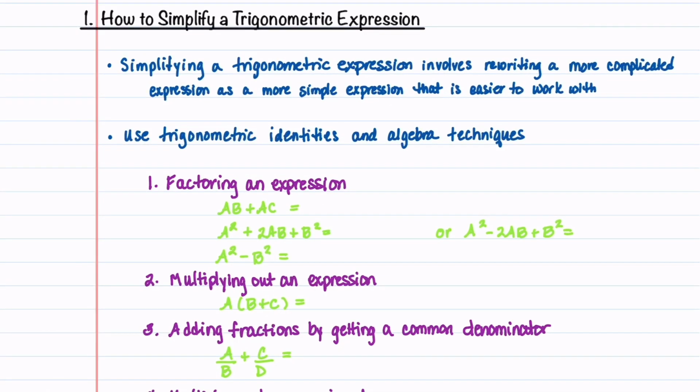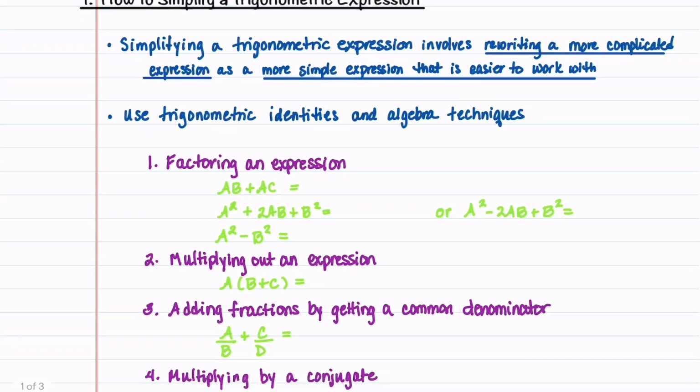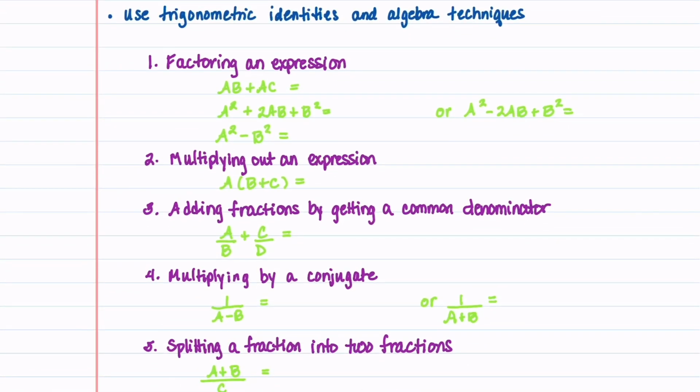Before we dive into the examples, let's quickly go over the techniques we can use to simplify a trigonometric expression. Simplifying a trigonometric expression involves rewriting a more complicated expression as a more simple expression that's easier to work with. I've listed 6 common algebra techniques that we can use. The first technique is when we can factor out an expression.